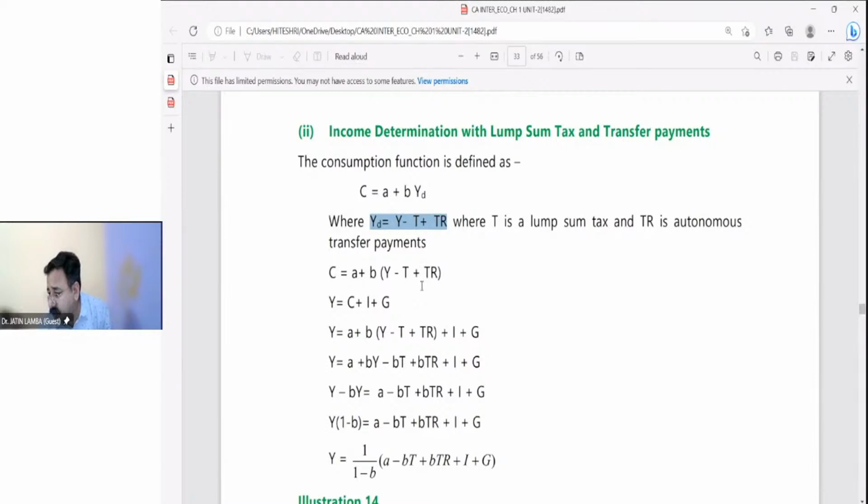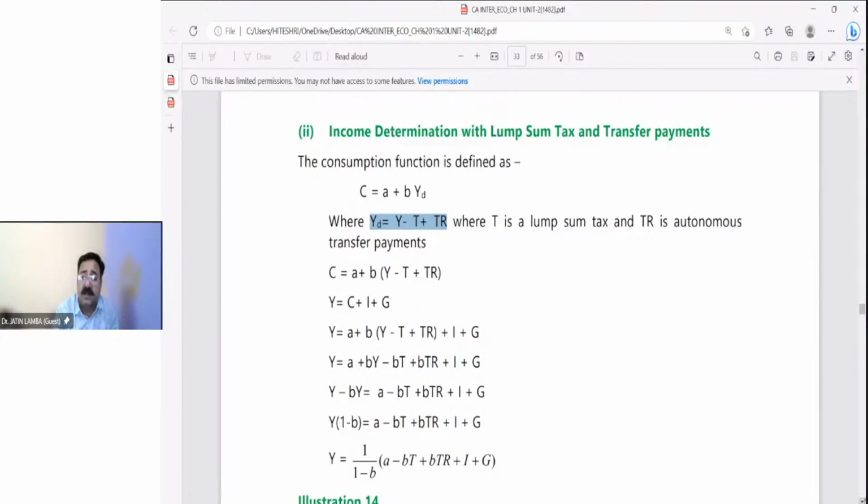Sanjay is asking, transfer payment like the pension we receive from the government. Yes, old age pension. The old people get the pension from the government, right? So simply, in place of YD, we will add transfers: YD is equal to Y minus taxes plus transfers.